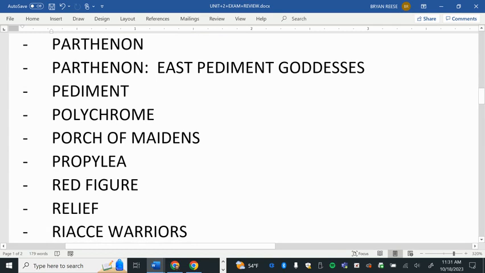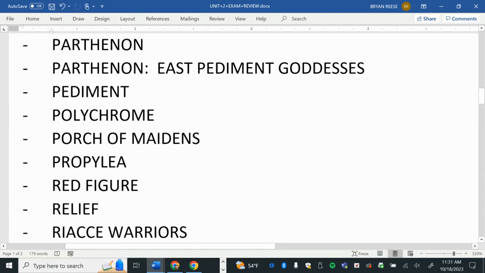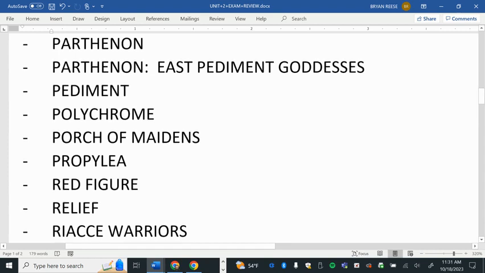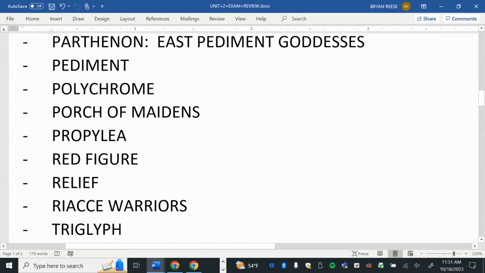I think that's supposed to be 1C. The Riace warriors were two bronze statues that were found at the bottom of the ocean. I cannot remember where they are in the test or what the question is asking. What are the Riace warriors made out of? Bronze. All right, it could be a bronze question. Triglyphs are the three lines separating the metopes.